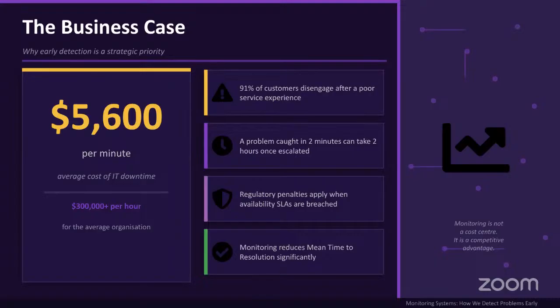Let's compare two situations. One, no monitoring. A problem goes unnoticed for 20 minutes. That is already a big loss. Two, the same issue is detected within a minute and fixed quietly. No one even notices. So that is a very big difference.